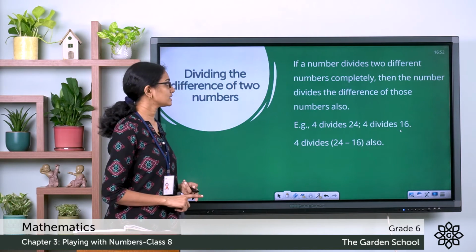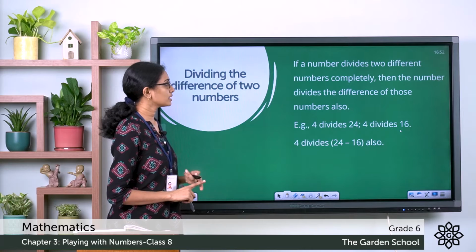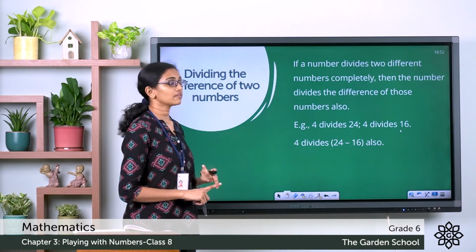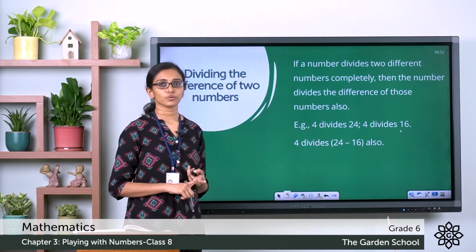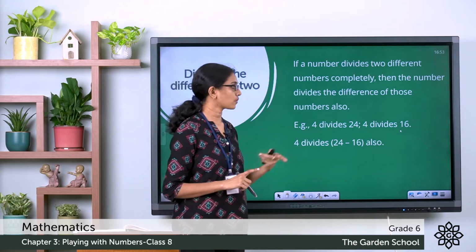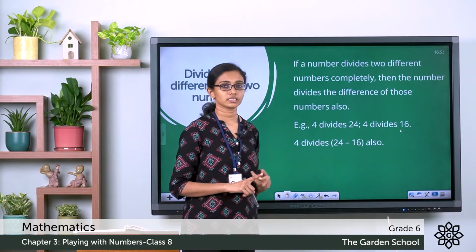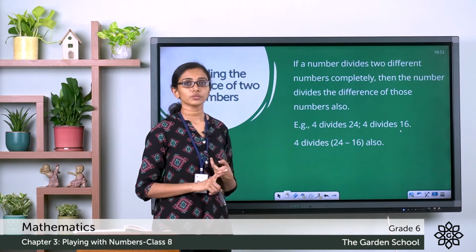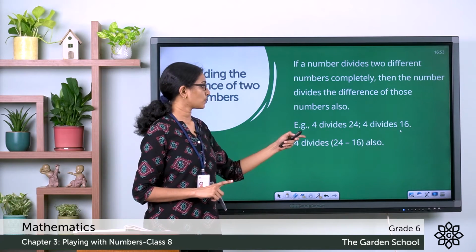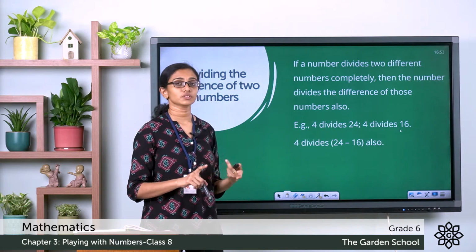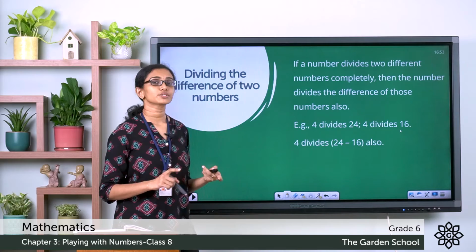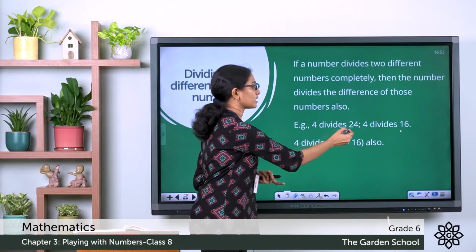Shall we move on to the next rule? The next rule says if a number divides two different numbers completely, then the number divides the difference of those numbers also. Here it means if 4 can divide 24 and 4 can divide 16, then 4 can also divide the difference of 24 and 16. That is, 4 can divide 24 minus 16, which is equal to 8. So, if a number divides two different numbers, which are the different numbers here?